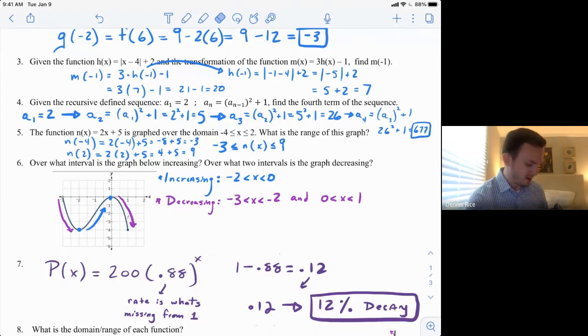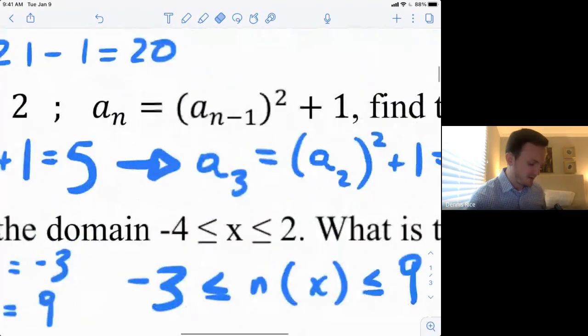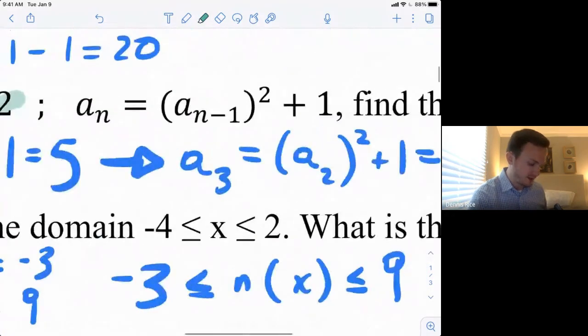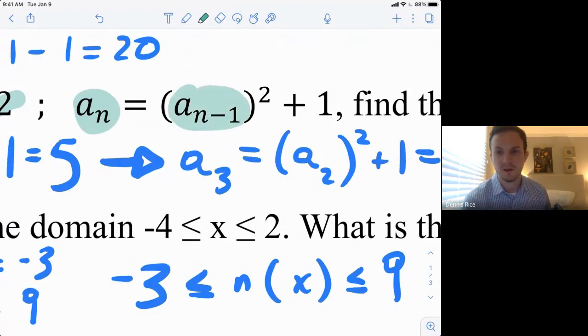So this idea here is with recursive, you have to be told where to start. So this is saying, hey, the first term is 2. And then let's translate this into English. This is saying, to find a given term, what does this represent again? Can someone tell me what that represents? Yeah, the previous term. Take the previous answer, square it, and then add 1.